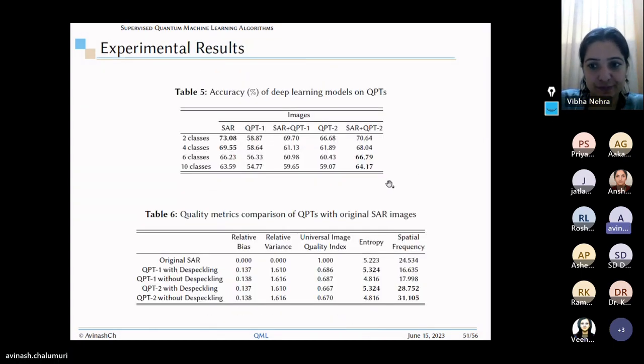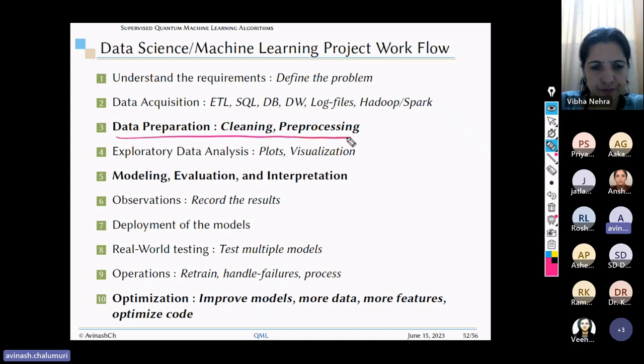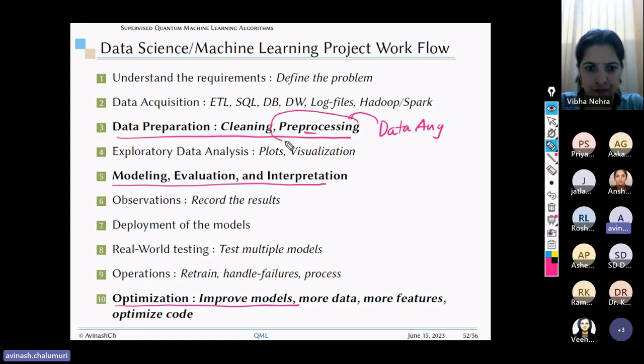So these are the experimental results for that. Now coming to the previous workflow that I discussed, these are the steps where we can introduce quantum into the machine learning lifecycle. You can clean the data or pre-process the data. The data augmentation we did was a part of data pre-processing. So you can use some quantum processing to do something to your data.